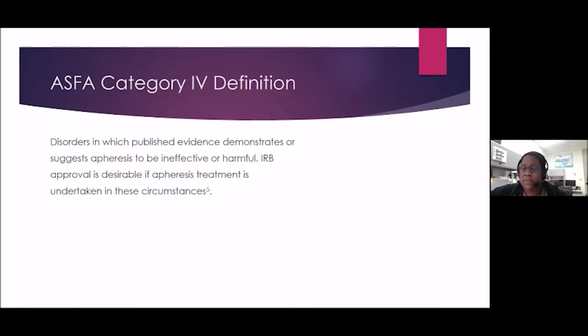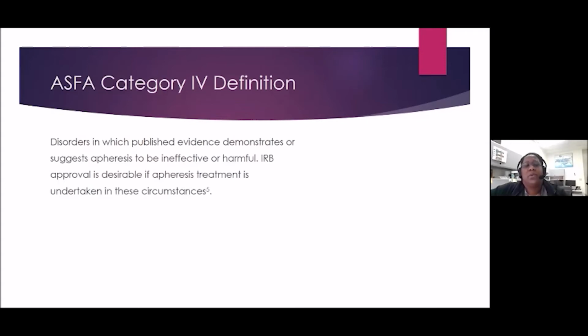Category 4, this is my favorite category, and I will tell you why in just a minute. So these are disorders in which evidence demonstrates or suggests that apheresis has no effect whatsoever, or is actually harmful. Because to do apheresis is actually an invasive process. You're most likely placing a central line, exposing a patient to citrate, and you're taking some of their blood out of their circulation and sort of making them anemic.